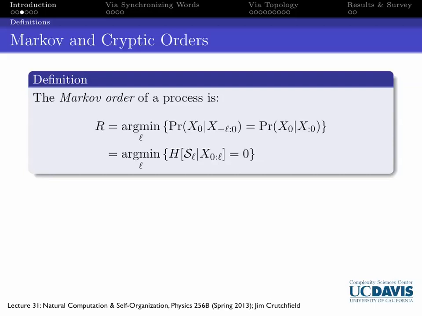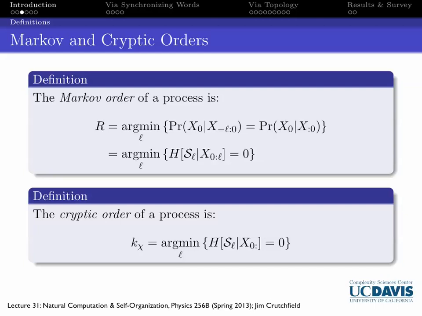And so the cryptic order, following on this definition, the cryptic order is the same equation, except instead of this being a finite block, we consider it an infinite block. Now this might be a little weird. This definition says we saw L symbols and then the Lth state, and we know exactly what state that is. This one says, given that we see the entire future, at what point do we know exactly what state we're in?